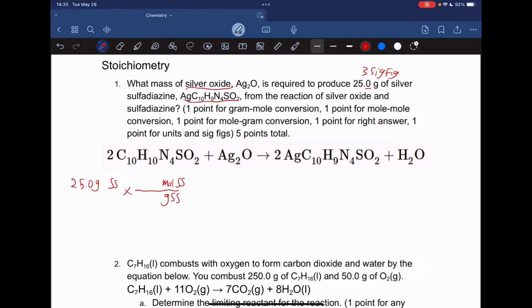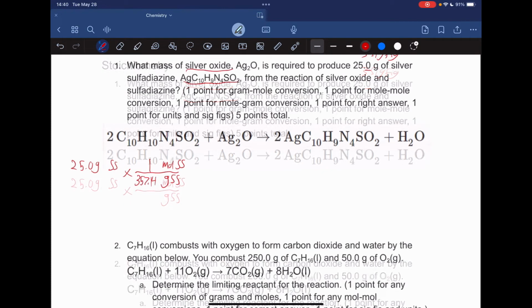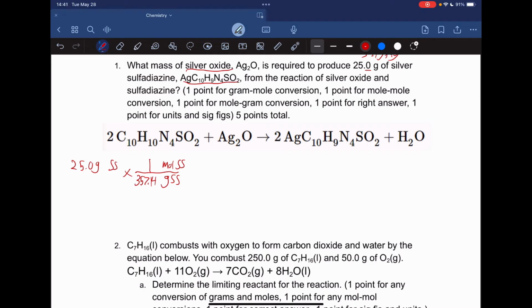And then we're going to need the molar mass of silver sulfadiazine. All right, I got that molar mass of silver sulfadiazine, and that's 357.4 grams for every 1 mole of silver sulfadiazine. And then the next step is we're going to multiply by a ratio that's going to cancel.